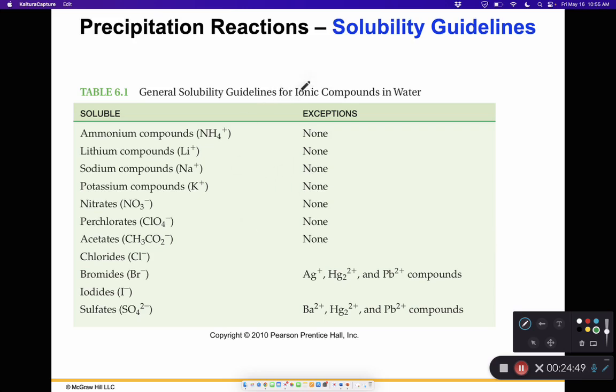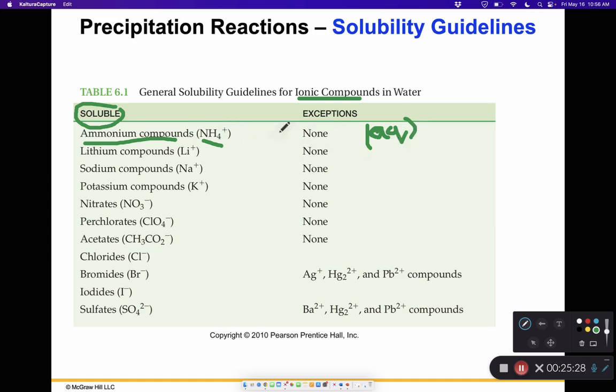Anytime you get a formation of an ionic compound in the reaction, you break that ionic compound into cations and anions. You easily can do that, right? And then, if you have an ammonium compound, meaning the cation is NH4 plus, then it will always be soluble in water. If they are soluble, you write aqueous, AQ, in the subscript. There is no exception for them.